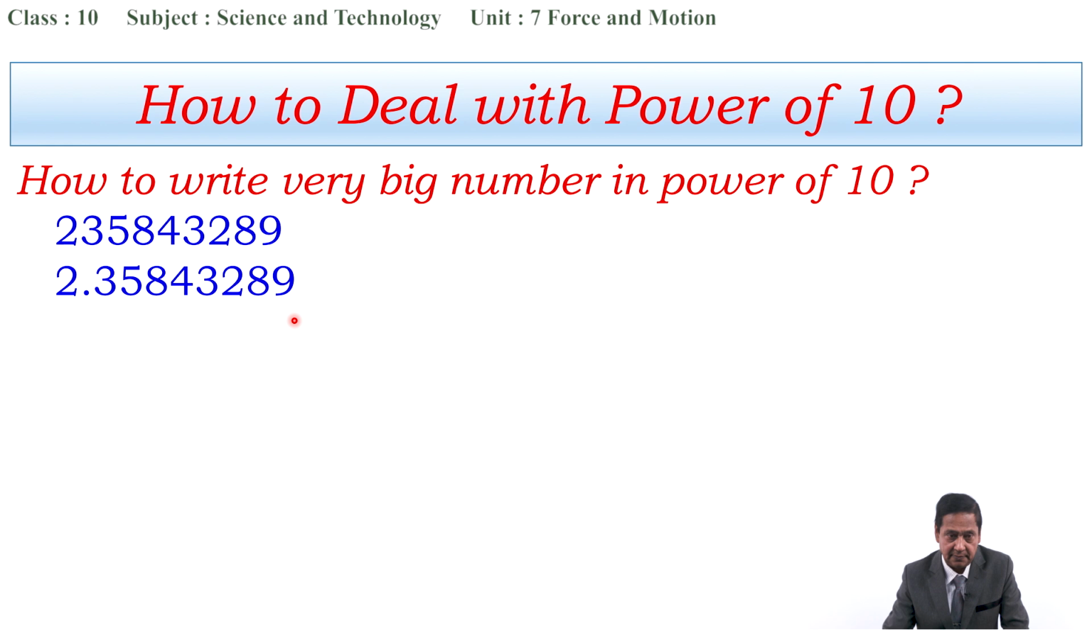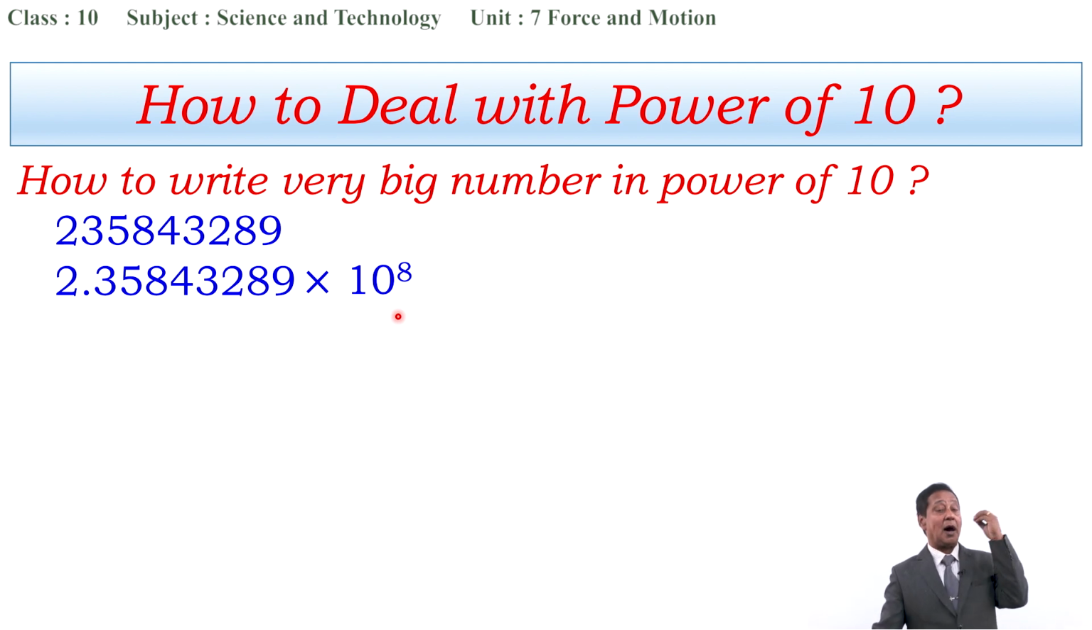These are not equal. To make them equal, we can multiply the second number by 10 to the power 8. Why? The reason is very simple. Since the point is shifted 8 digits to the left-hand side, 1, 2, 3, 4, 5, 6, 7, 8, if this number is multiplied by 10 to the power 8, then what happens? This expression will be equal to this expression, 23 crore 58 lakh 43,289. This is also equal to the same.